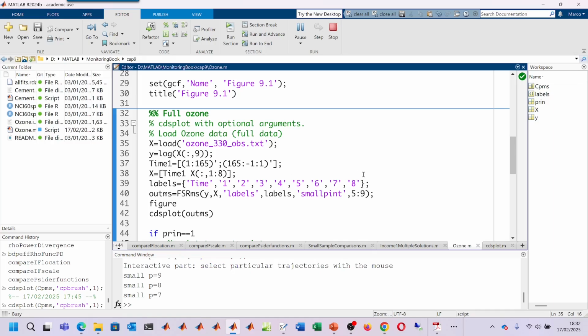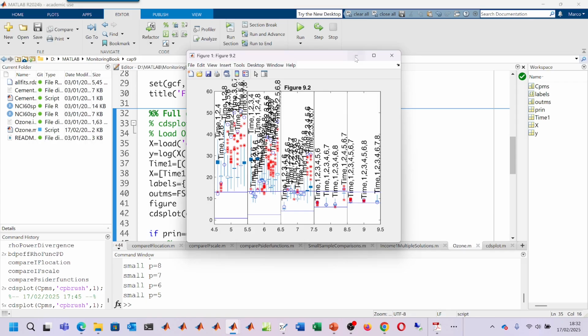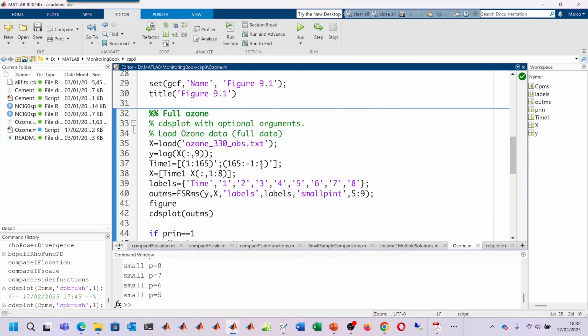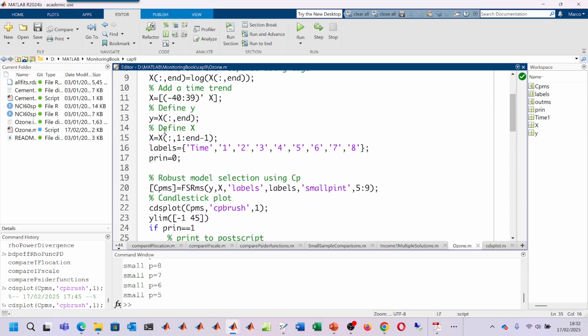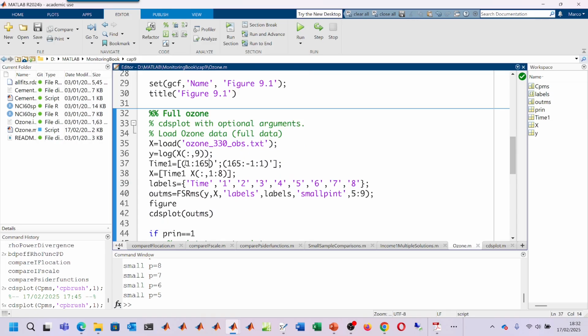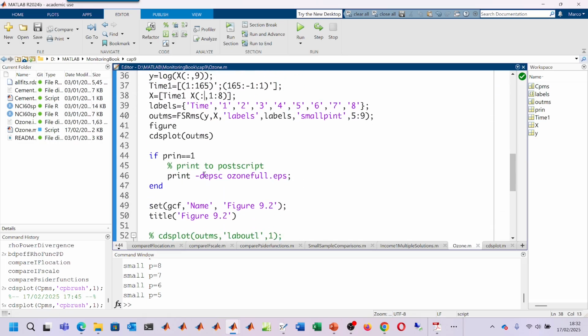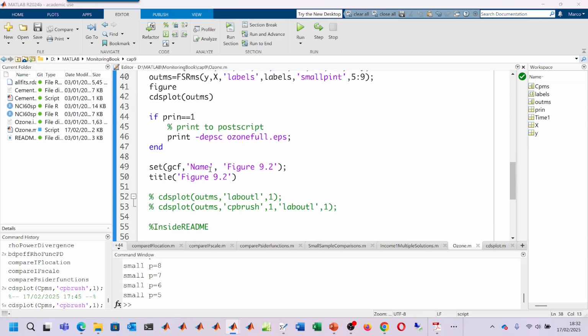So there are 330 observations. In the reduced ozone data, starting from the beginning of the year, it was possible to explain the effect of time by a linear trend as the weather warmed towards summer. For 330 days, we take a symmetrical time trend, increasing linearly to n over 2 and then decreasing. Figure 9.2 shows the resulting candlestick plot.